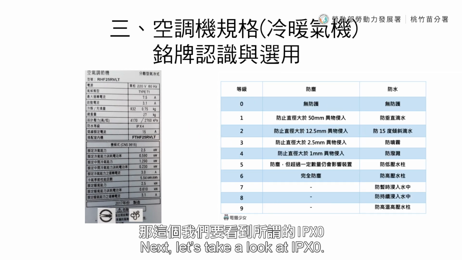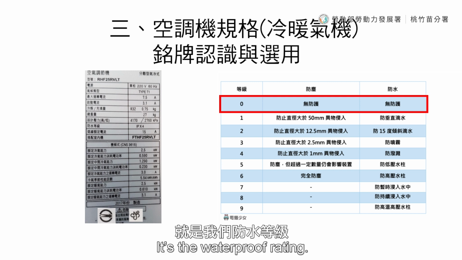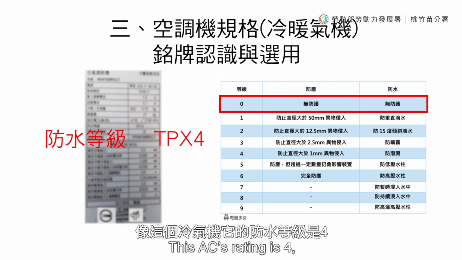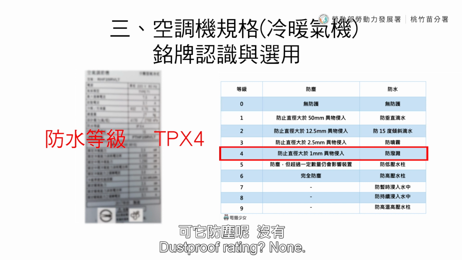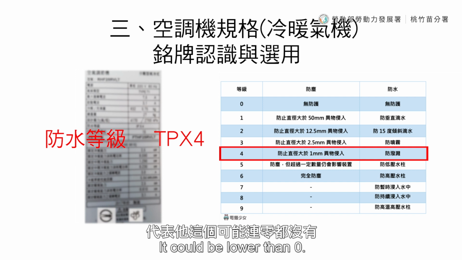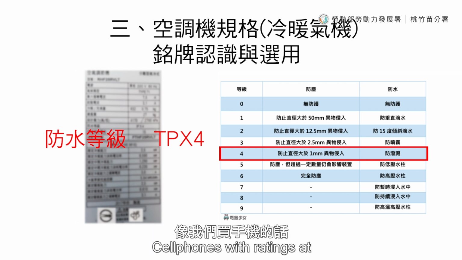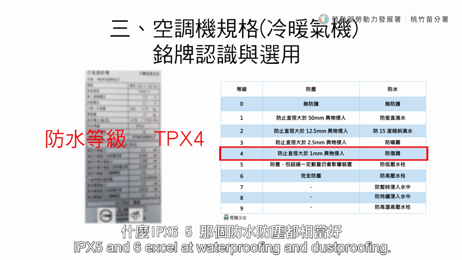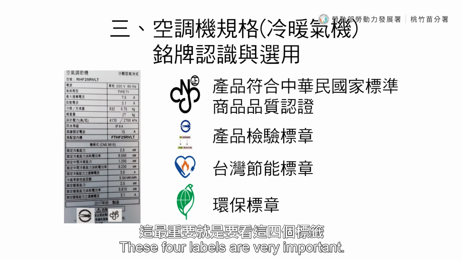Now let's take a look at IPX0. As the waterproof rating, the AC's rating is 4. Light water splashes. Dustproof rating? None. No test for that. It could be lower than 0. It wasn't tested. We must read these ratings. Cell phones with ratings at IPX5 and 6 excel at waterproofing and dustproofing. These 4 labels are very important.